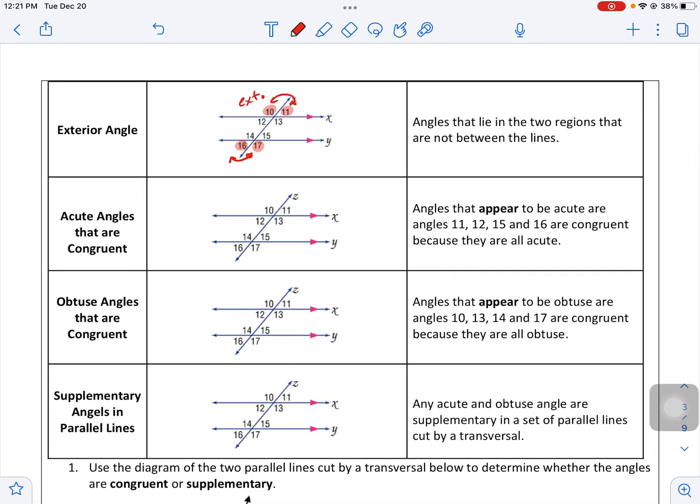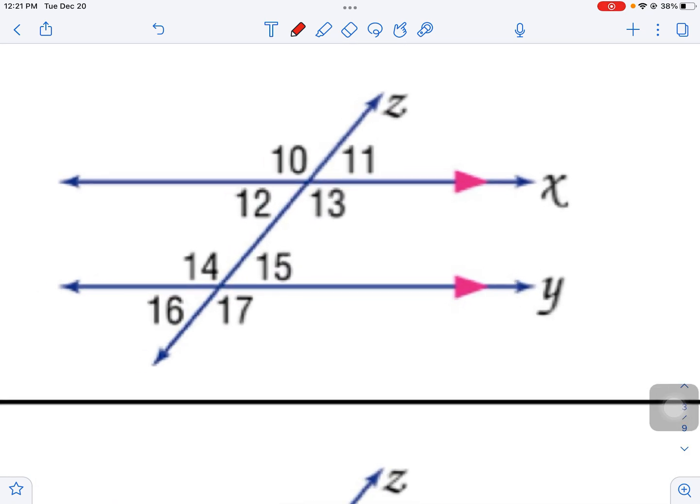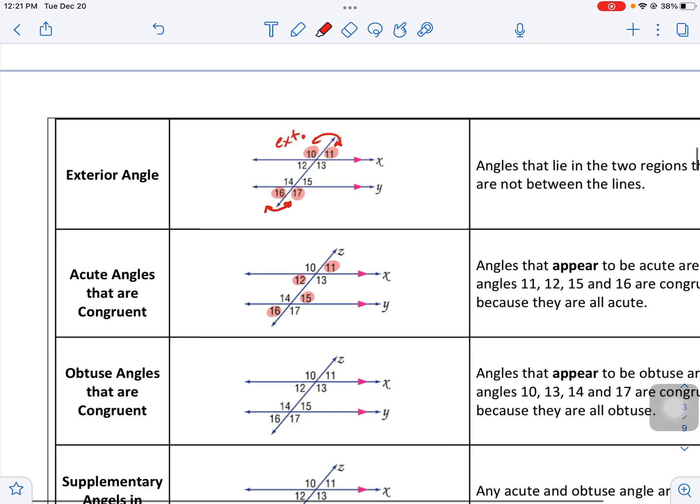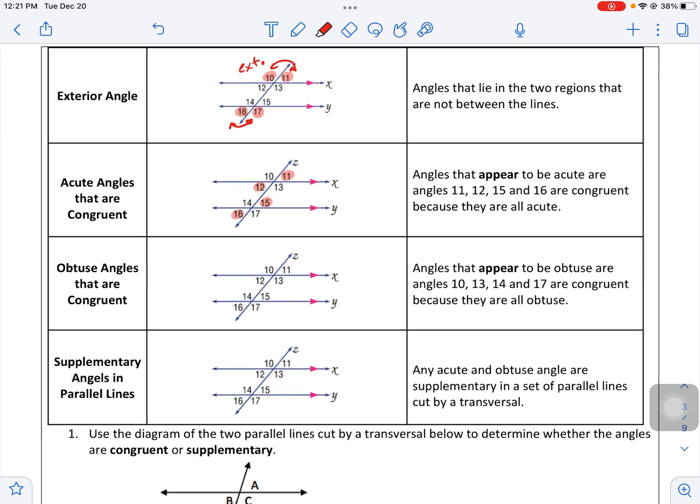Then we have acute angles are congruent. So angles that appear to be acute are angles 11, 12, 15, and 16. They're all congruent because they're all acute. Acute means less than 90 degrees. So I can see this one's less than 90, this one's less than 90, this one's less than 90, and that one's less than 90. So all of these angles are congruent. They're all the same measure because they're all acute angles.